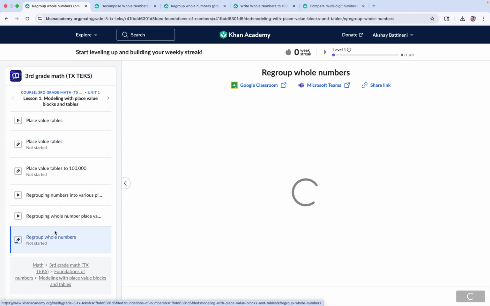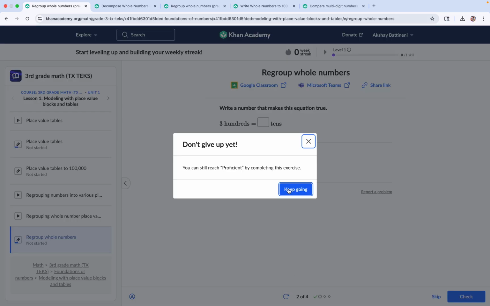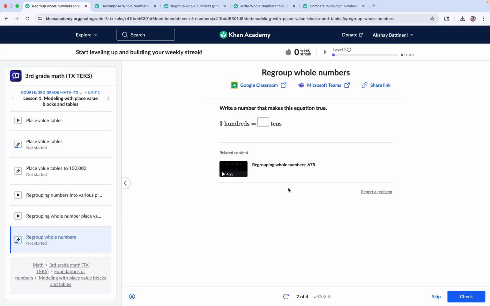Let's go to regrouping. As I told you, regrouping is the opposite of decomposing, and this looks like it's giving you a different way. It's asking 300s equals blank tens. Let's see, 300. We know in each 100 there's 10 tens, because 10 times 10 is 100. So there's 10 tens in each 100. So we already know 100 is equal to 10 tens.